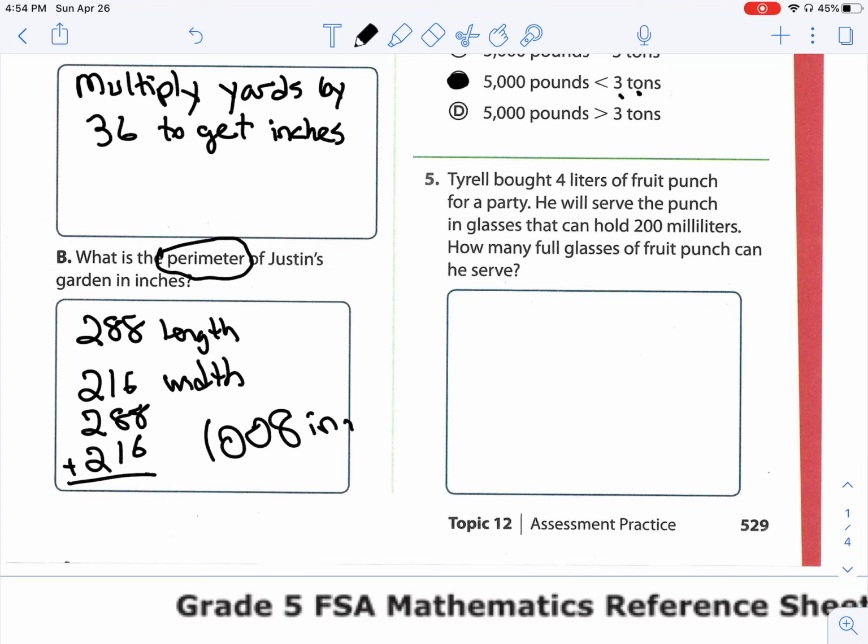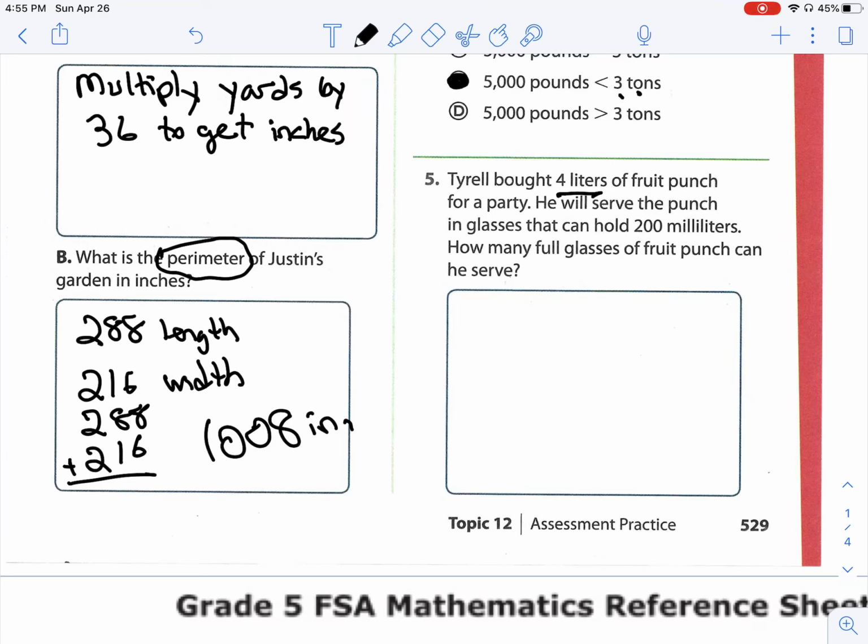Number 5, Tyrell bought 4 liters of fruit punch for a party. He will serve the punch in glasses that can hold 200 milliliters. How many full glasses of fruit punch can he serve? Well, this would be an easy problem if I knew how many milliliters. I know it's 4 liters, but I need to know how many milliliters so that I can divide it by 200 to find out how many glasses.